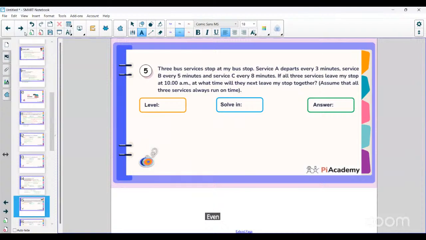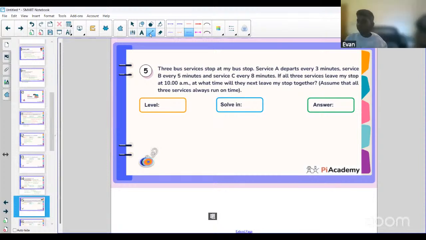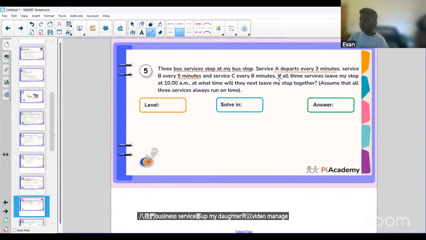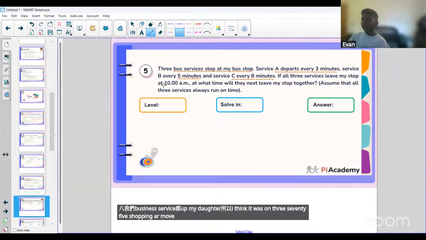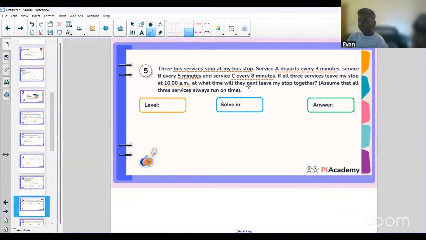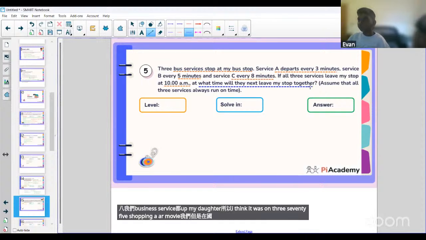Evan, would you kindly read out this question? Three bus services stop at my bus stop. Service A departs every 3 minutes, service B every 5 minutes, and service C every 8 minutes. If all three services leave my stop at 10 a.m., at what time will they next leave my stop together? Assume that all three services always run on time.